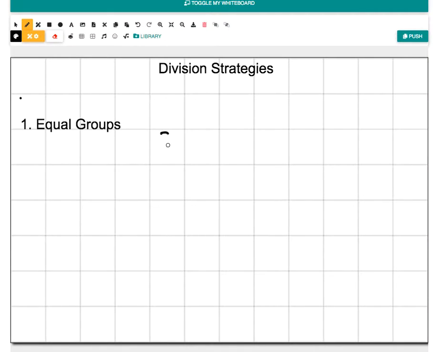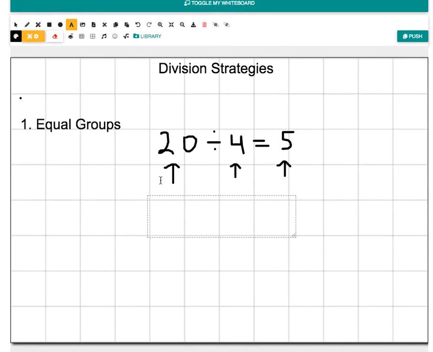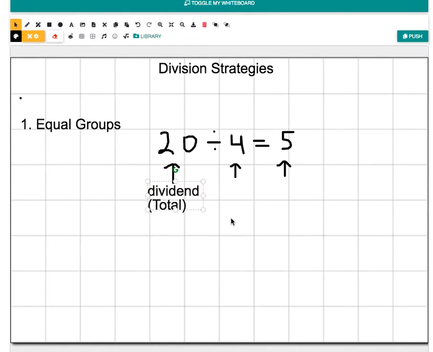So if I have 20 divided by 4 equals 5, we're going to need to know each part of the division problem. The front number is called the dividend, and that is the total. That's how many we're going to have all together. So if they had 20 cookies, they had 20 of them.